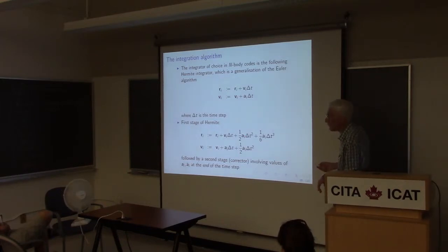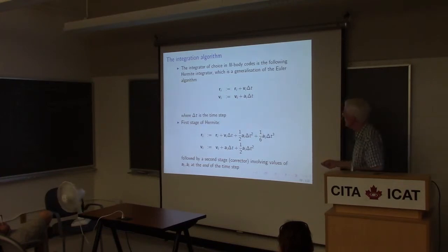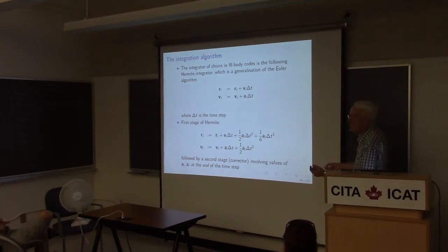A here is the acceleration, the rate of change of A is the jerk, and you calculate these, well, this one with the explicit summation of the n-body accelerations, and this one by an explicit summation of the derivatives of those terms. So there's a lot of work involved in calculating these two things. The velocity you also update as well as you can with that information, but then once you've got to the end of the time step, what you can do is to re-evaluate the acceleration and the jerk at the new position and velocity of your particle.